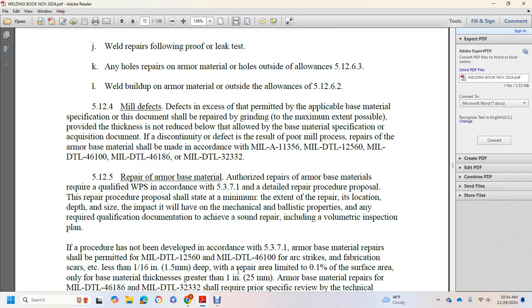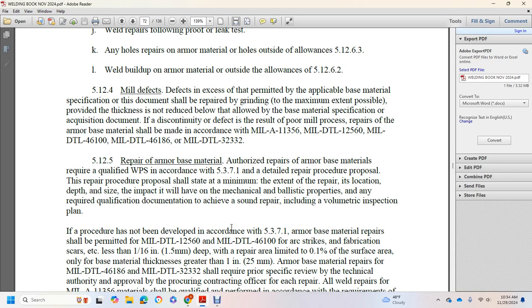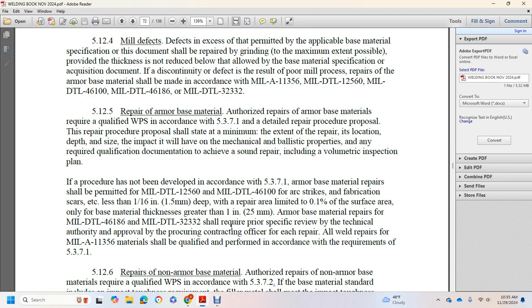Repair of armor base material. The authorized repairs of the armor base material are made with a qualified welding performance specification in accordance with 5371. Detailed repair procedure proposal. The repair procedure proposal shall state the minimum extent of the repair location, depth, and size, the impact on the mechanical and ballistic properties, and any required qualification documentation to achieve a sound repair, including a volumetric inspection plan. If the procedure has not been developed in accordance with 5371, armor base repairs shall be permitted with MIL-DTL-12560 and MIL-DTL-46100.